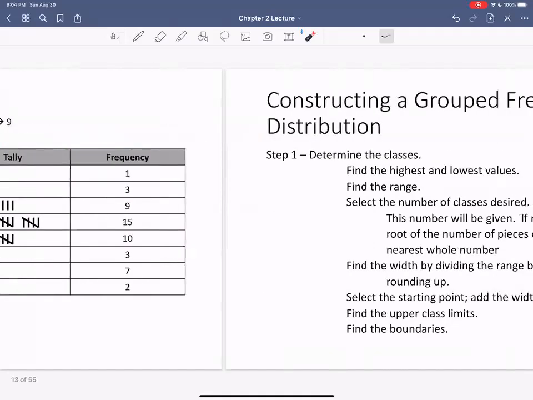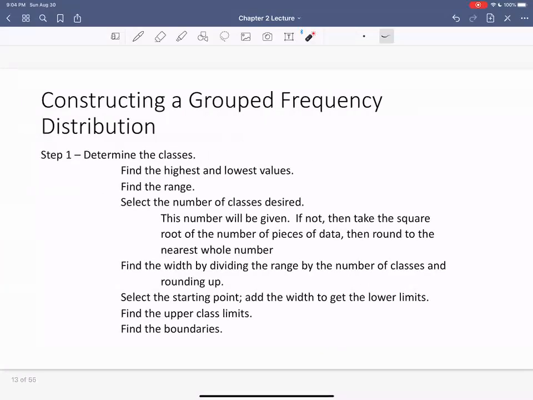All right, so how to construct a group frequency distribution. There are 3 steps, even though I feel like the first step has all the work. The first is you have to determine the classes. How do you determine that? You find the highest and lowest values, find the range, and then select the number of classes desired.